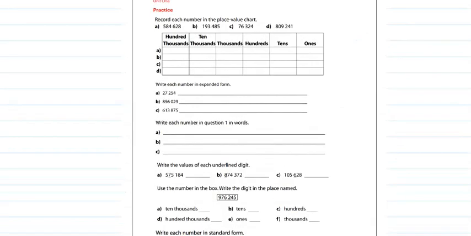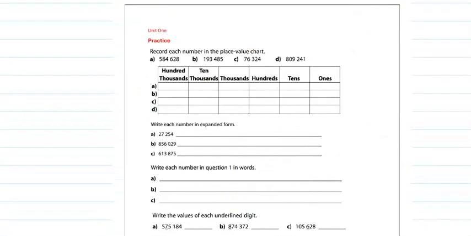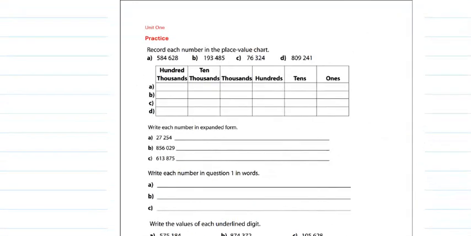Grade 4 Mock Revision Part 1, prepared by Mr. Hamdi. The first question: record each number in the place value chart. Let's take the first number. You can read the number from the left hand side: 584,628. Let's place each digit in its appropriate place value.